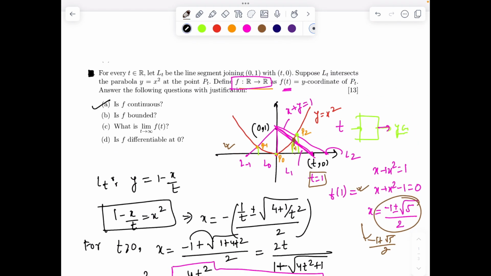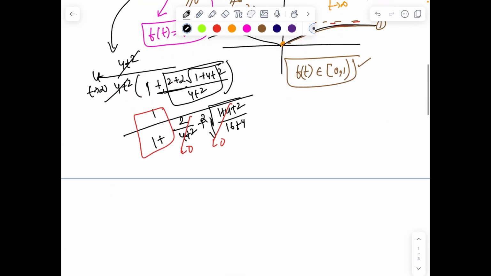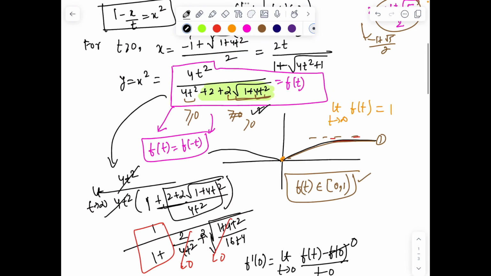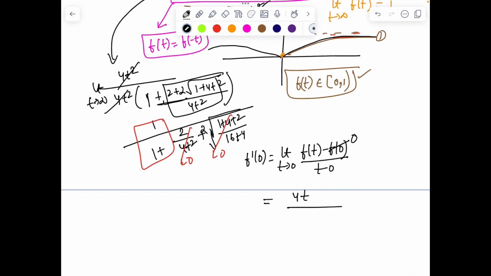The third: f is continuous is correct, f is bounded is correct, and limit t tends to infinity f of t, that also we got, it's 1. And is f differentiable at 0? How will you check differentiability? At 0, if f dash 0 exists, then definitely the limit as t tends to 0 of f of t minus f of 0 divided by t minus 0 should exist. It should be finite. Now f of 0 is clearly 0, so let's calculate f of t by t. That will be 4t divided by 4t square by 2 plus 2 times root over 4t square plus 1.